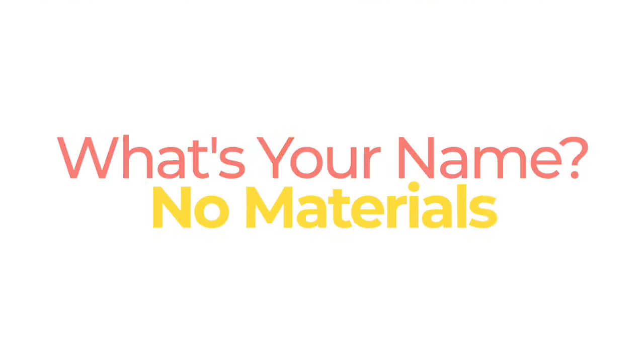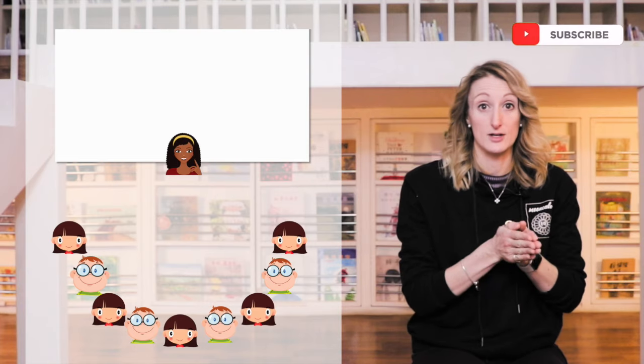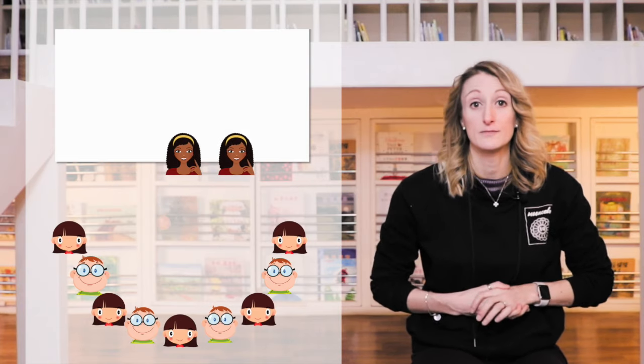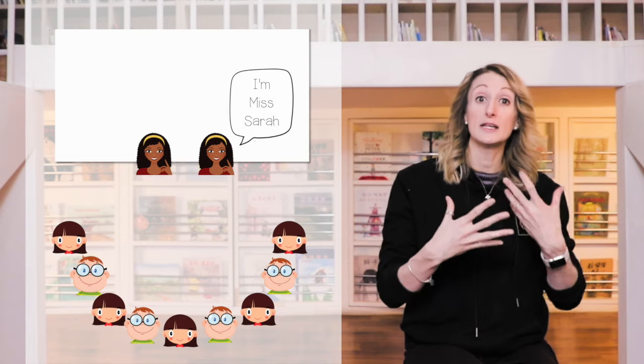Now, for this activity, you're not going to need any materials other than your best singing voice. Now, don't worry if you're not a fan of singing, you can adjust this song to a chant instead. Start by positioning the class in a semicircle with you, the teacher, in the middle. Next, you're going to look at your assistant teacher and chant the question, what's your name? What's your name? What's your name? What's your name?